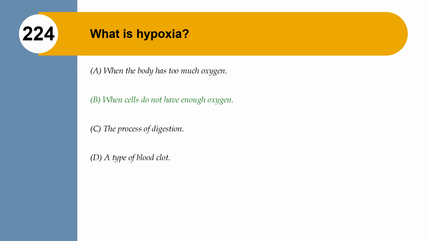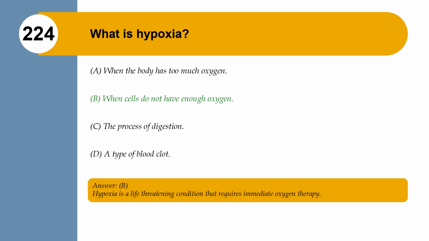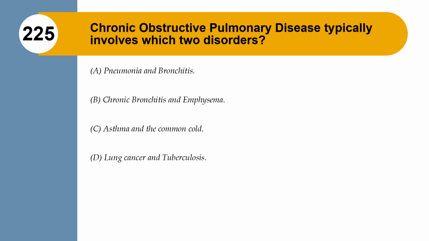The correct answer is option B, when cells do not have enough oxygen. Explanation. Hypoxia is a life-threatening condition that requires immediate oxygen therapy. Question 225. Chronic obstructive pulmonary disease typically involves which two disorders?